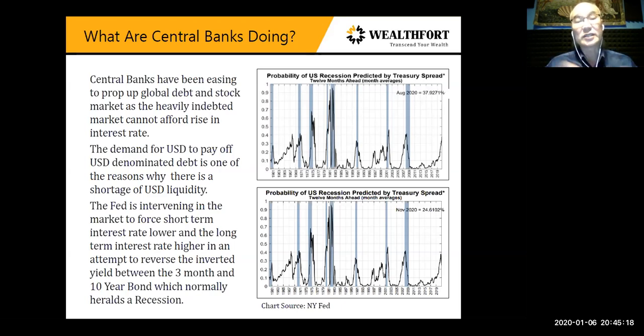Because as I mentioned, emerging markets have pressure to pay off their US denominated debt. So the Fed is intervening in the market to force short-term interest rate lower and the long-term interest rate higher in an attempt to reverse the inverted yield between the 3-month and 10-year bond, which normally heralds a recession. So this is how the Fed wants to manipulate the market, okay?